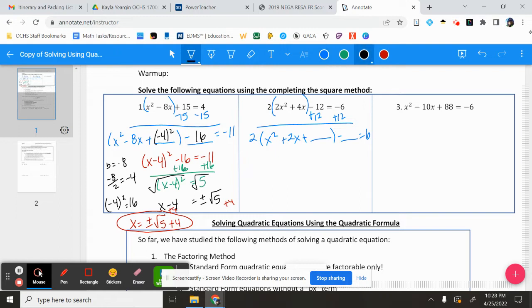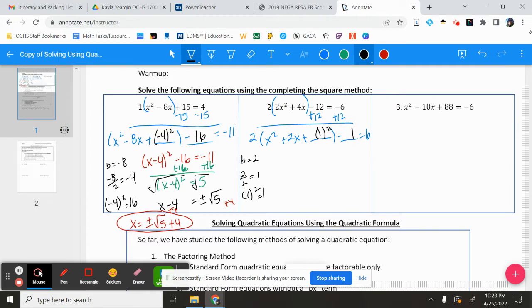We want to identify our b value, which in this case is 2. We take half of that, so 2 divided by 2 is 1, and then we square that answer. So 1 squared equals 1. I like to put 1 squared into the problem, and when I take it out, 1 squared is 1.